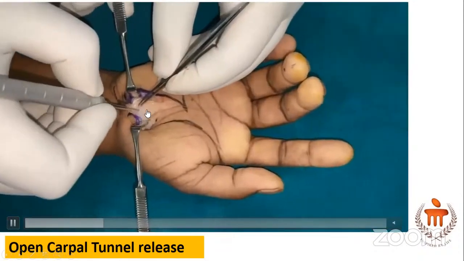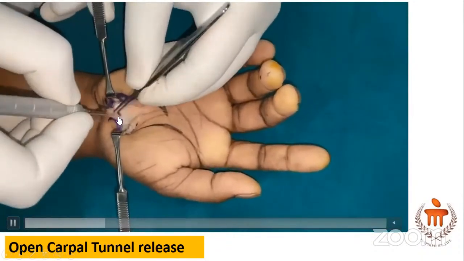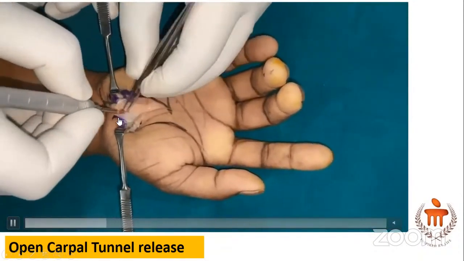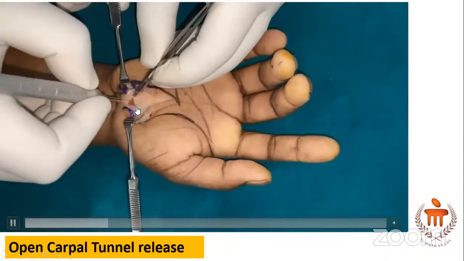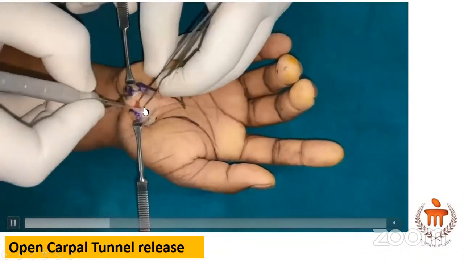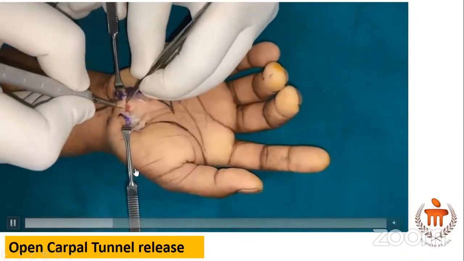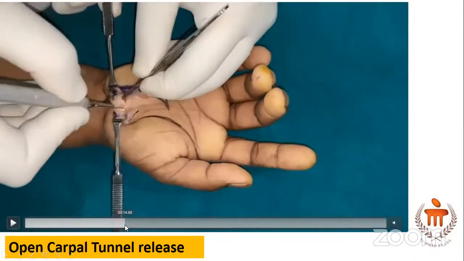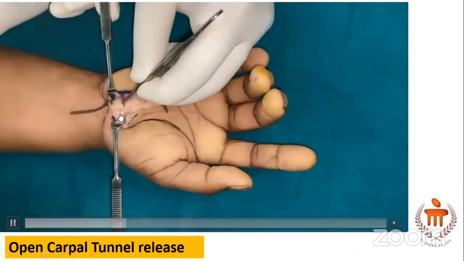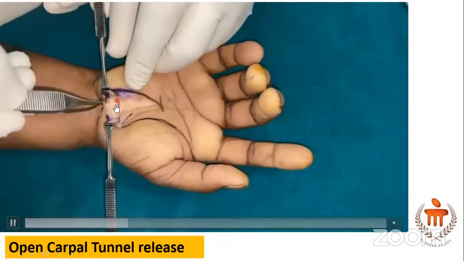Once you go into the subcutaneous tissue, you will see the palmar aponeurosis there. Then make a small, tiny incision there till you see the change in the color. That's the nerve there, right below the transverse ligament. So make sure that you don't make a very deep incision there. Just enough for you to see the nerve. The moment you see the nerve, you have to protect the nerve.